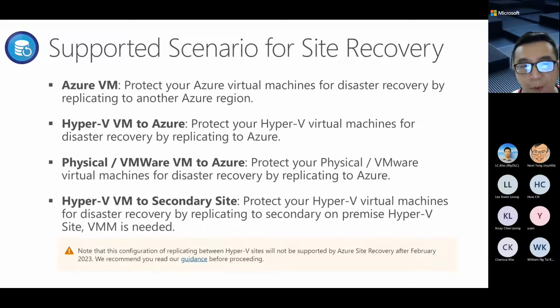The fourth is from Hyper-V on-premise replicating to another Hyper-V site. So it's like on-premise to on-premise, but it uses site recovery to do the orchestration. But unfortunately, I got the news that this fourth scenario will no longer be supported after February 2023 next year. So remember, this fourth scenario will not be supported soon. Okay.